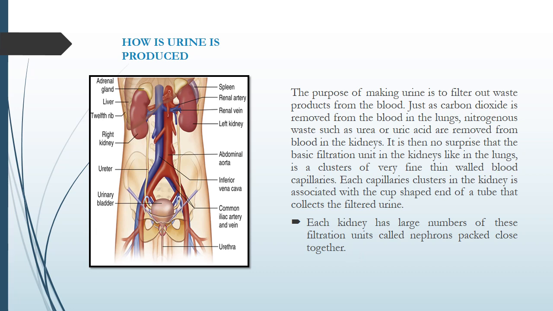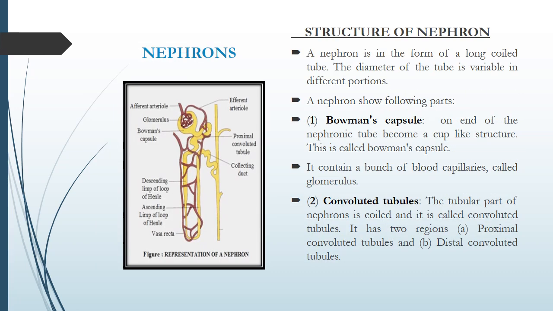If we look over the structure of nephron, the nephron is in the form of a long coiled tube. The diameter of the tube is variable in different portions, as you can see in the diagram that it has several parts. The one part is the Malpighian body that includes the Bowman's capsule and glomerulus, and next part are the renal tubules that include PCT, proximal convoluted tubule, DCT, distal convoluted tubule, and loop of Henle. A nephron shows the following parts.